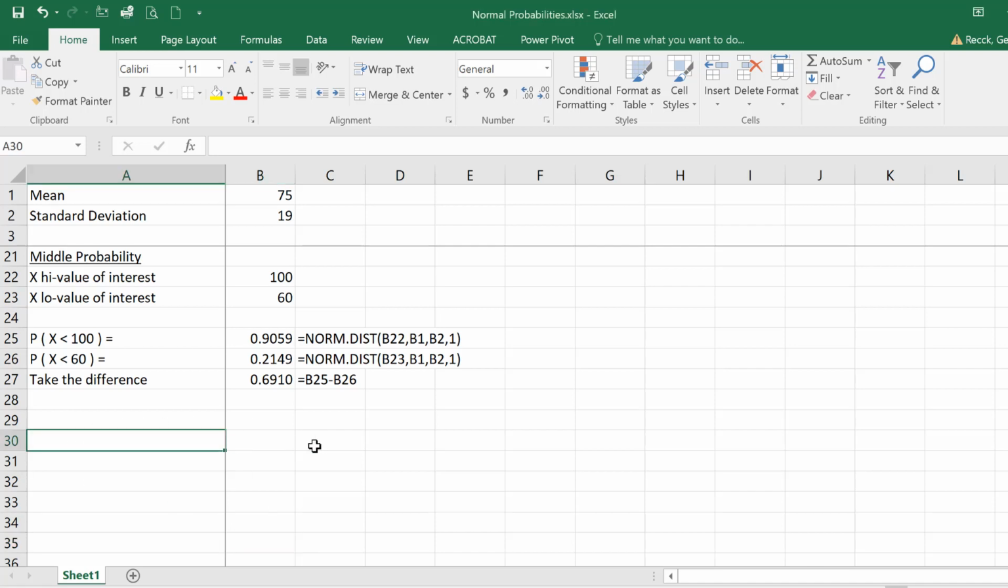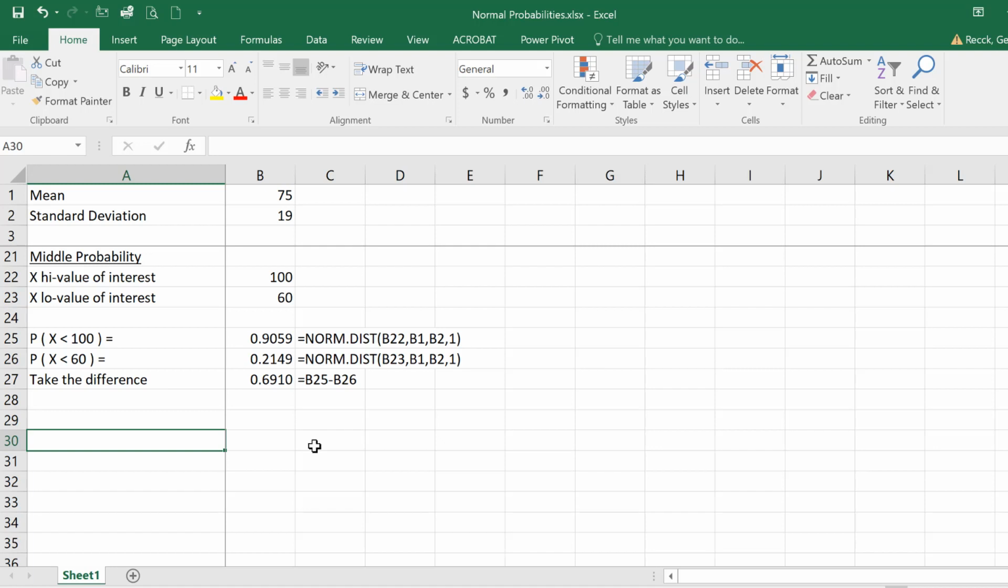Welcome back. Just to recall when we left off, we were working with a mean of 75,000 for annual household income and a standard deviation of 19. Up until this point, we were calculating probabilities with known x values using the norm.dist function. For these next few problems, we're going to be given a probability under the normal distribution and calculate the x values for that.